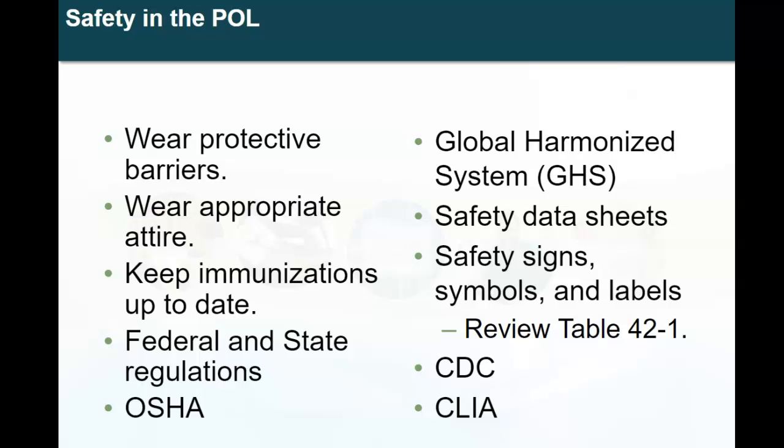So you always want to have protective barriers on your body. Give me an example of a protective barrier. Gloves. What else? Goggles. Gowns. Yeah, very good. That's appropriate attire. You want to have your immunizations up to date. Why do you think that's important? So you stay healthy, so that if you're exposed to something and it has hepatitis B in it, guess what? Your immunization for hepatitis B is up to date. You're good to go.